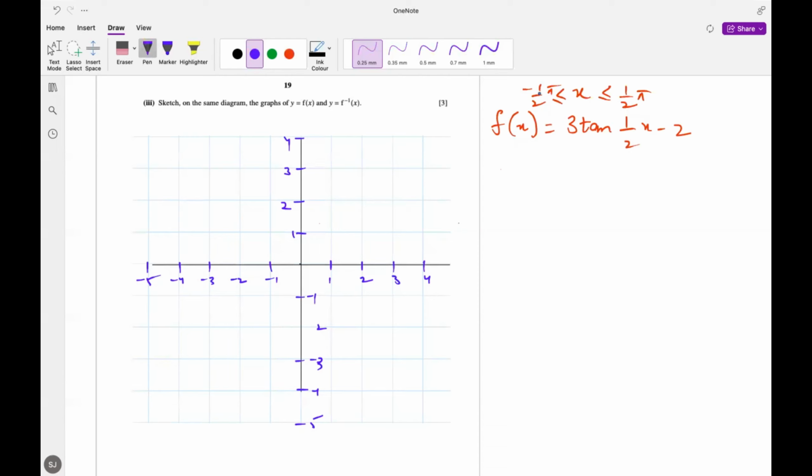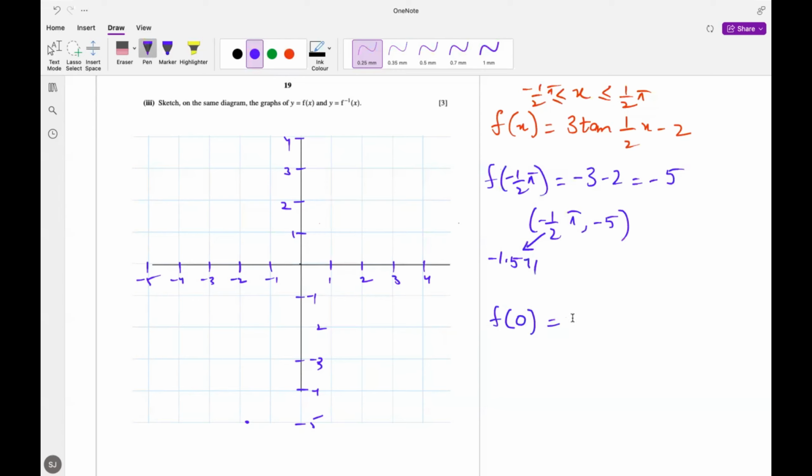So taking the value of x as minus 1 upon 2 pi. If we substitute negative 1 upon 2 pi into this equation, this will become tan of negative 1 upon 4 pi, which is minus 1. So this will be minus 3 minus 2, and this will be minus 5. So one of the coordinates will be negative 1 upon 2 pi, comma minus 5. Now, as negative 1 upon 2 pi is somewhere between negative 1 and negative 2, as the decimal value is negative 1.571, this will be plotted over here.